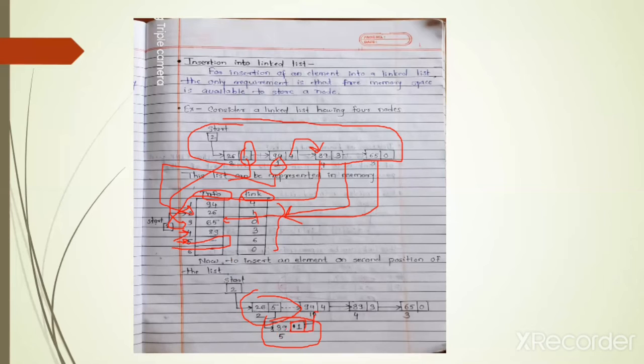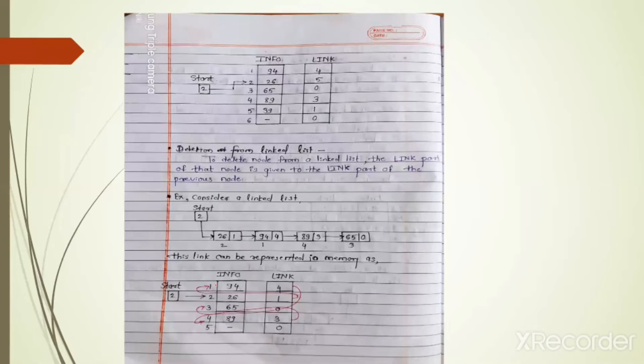Now the address of this second node is stored at the first node, that is 5 is stored here. This is insertion. Now how is it displayed in memory? Only at fifth position 39 is stored. So this is insertion of an element in a linked list.